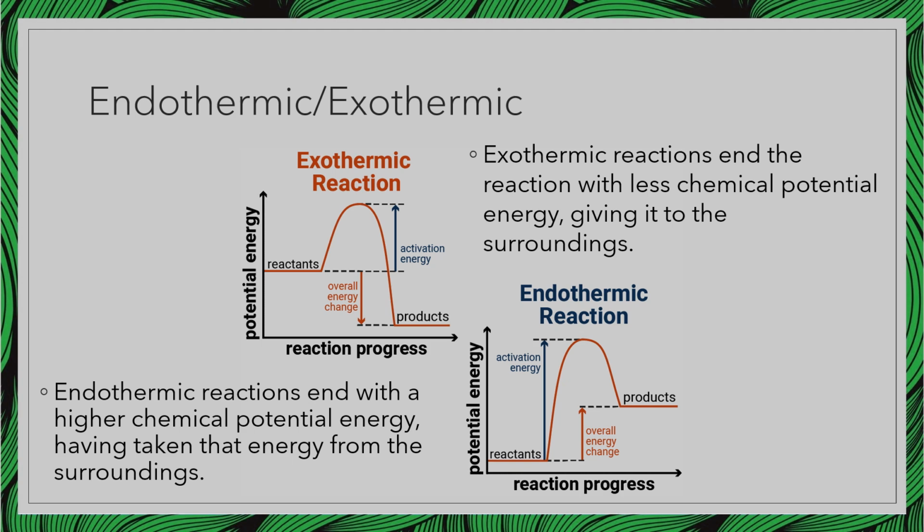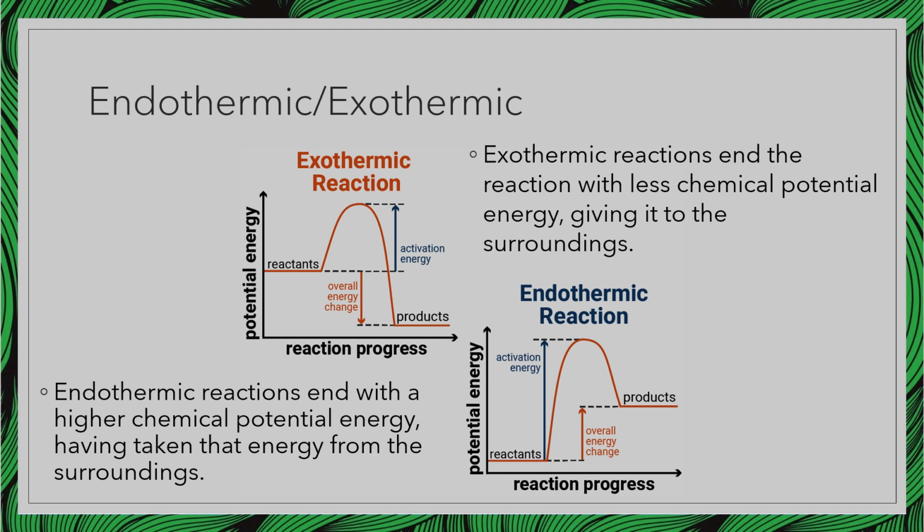Where is that energy lost to? It's lost to kinetic energy in the form of heat. So that's why exothermic reactions get hot, because there's all this stored chemical energy that has to go somewhere. Where does it go? It goes into heat. It heats up the water or whatever you're doing the reaction in. Okay, so it gives it to the surroundings.